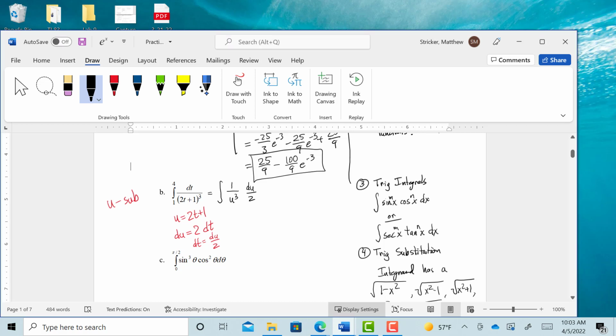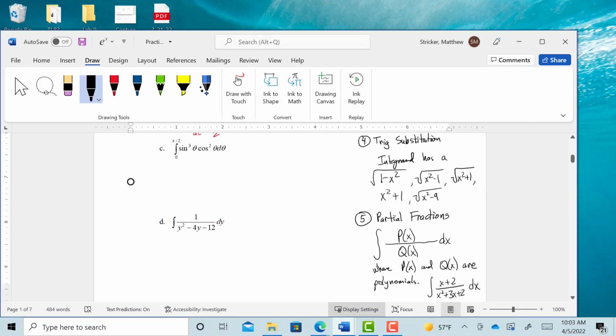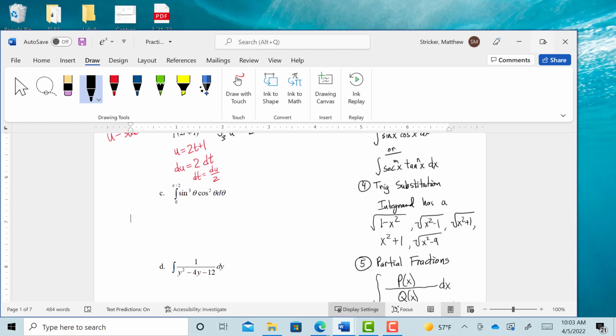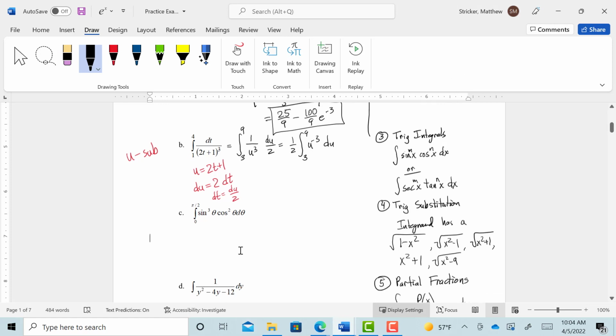We can change our bounds. When t equals 1, we have 2 times 1 plus 1 is 3. And then when t equals 4, we have 2 times 4 plus 1 is 9. So our upper bound here is going to be 9. So yeah, this is just 1/2 times the integral of, treat this as a power, right? U to the negative 3 du from 3 to 9. So that's B. I'm going to let you finish that one.